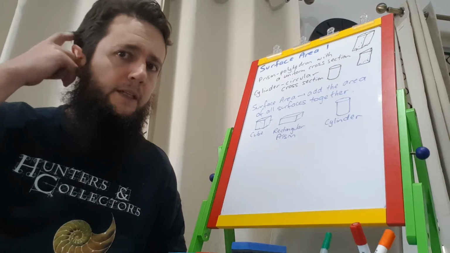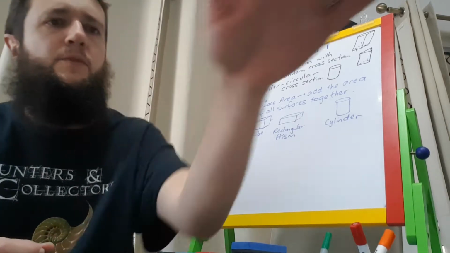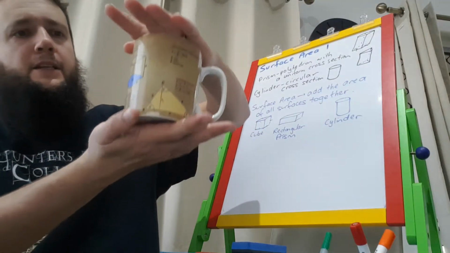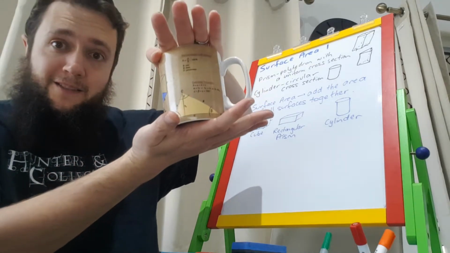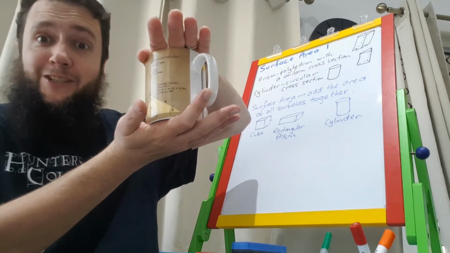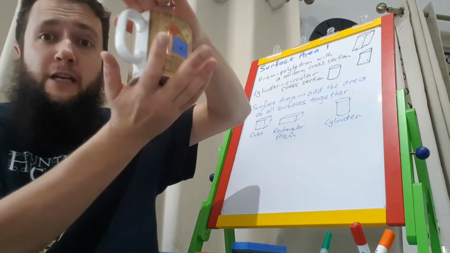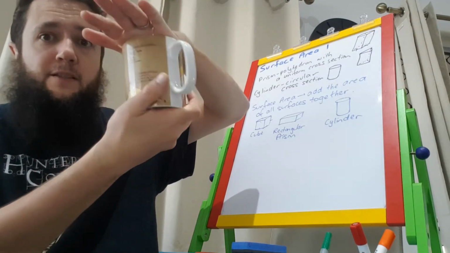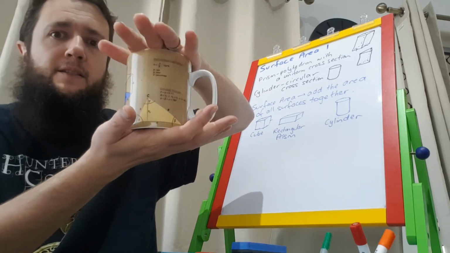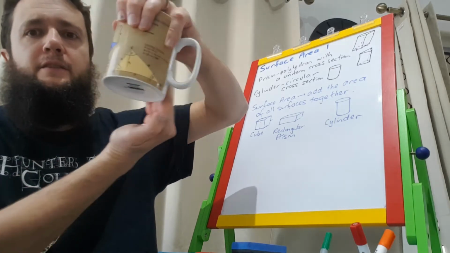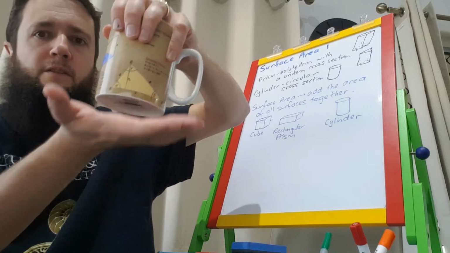Now, surface area is essentially you have some sort of object and you want to paint it, or you want to tile it, or you want to spray paint it, or you want to do something to this surface. You want to know how much surface there is on the outside of your object. That is surface area. It's the area around the object, right?